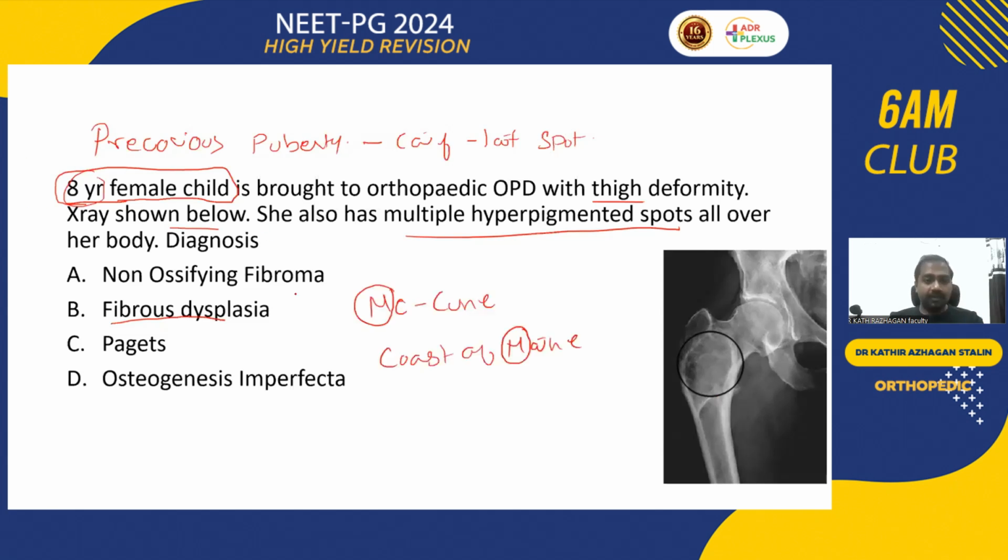So McCune-Albright syndrome, M, and coast of Maine appearance, M. Now try to rub the first letter M. Up, dip, up, dip. Is it a rough surface or a smooth surface? Rough surface. Unlike neurofibromatosis, in which there is a coast of California, and if you rub the first letter of California, C is smooth. Yes or no? Yes, so M is rough. So it is a rough margin.